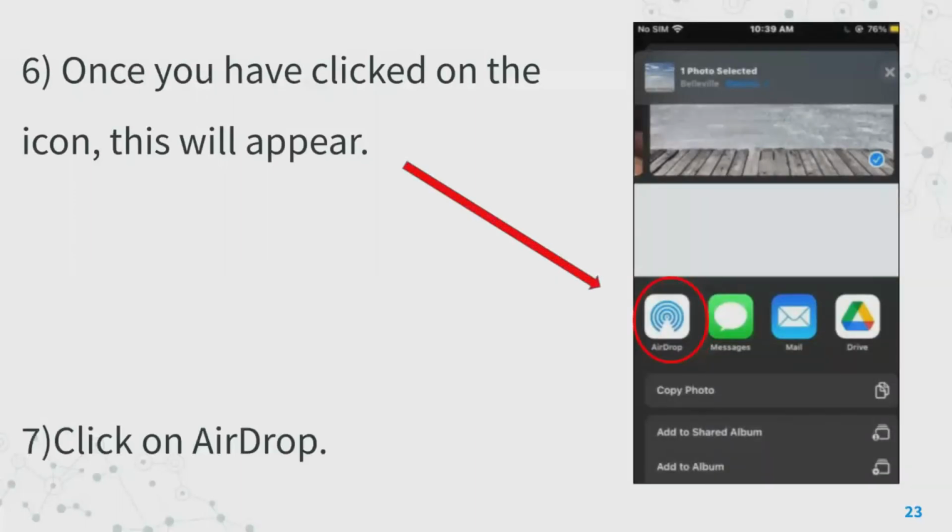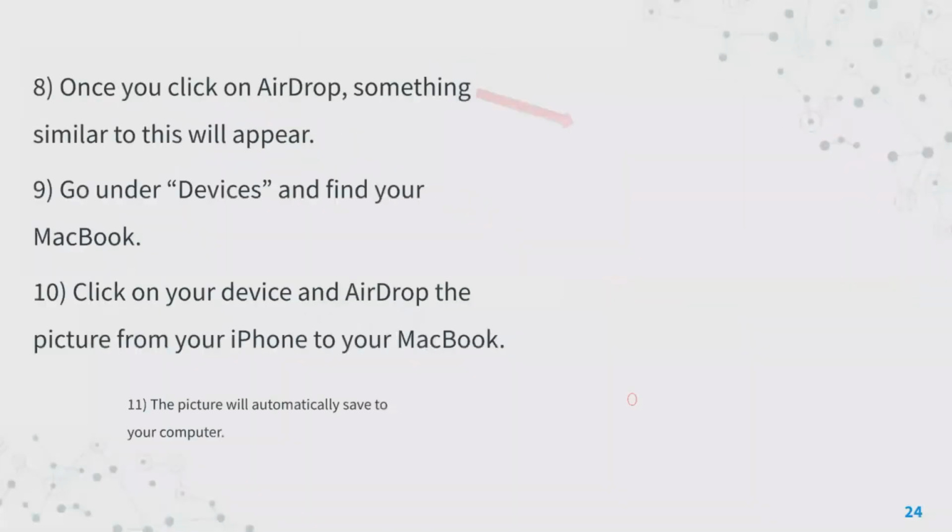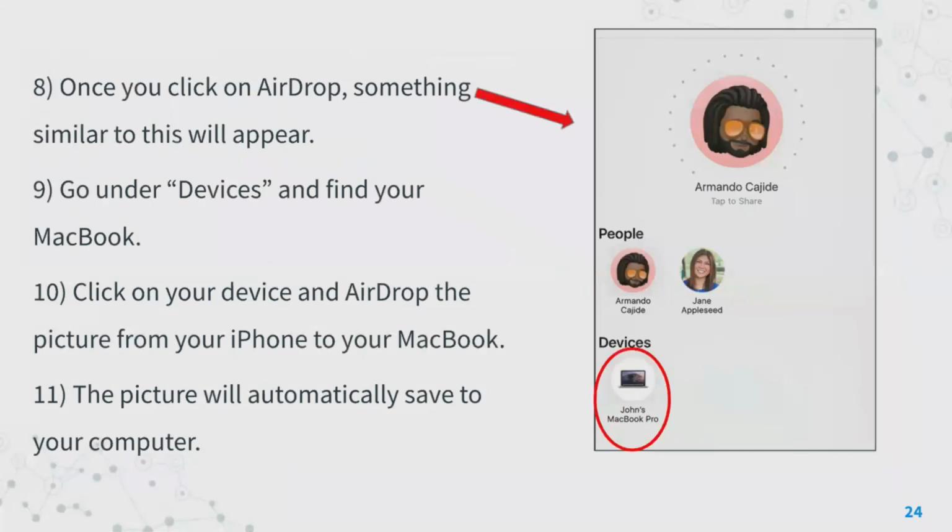Once you've clicked on that icon, the AirDrop icon will appear again. So you'll click on the AirDrop icon. Once you click on AirDrop, something similar to this will appear. So go under Devices and find your MacBook. Once you see your MacBook, you will click on that button. It's circled in red. And when you click on it, the picture will automatically save to your computer. So the picture that was on your iPhone that you've transferred to your MacBook will save to your MacBook automatically.